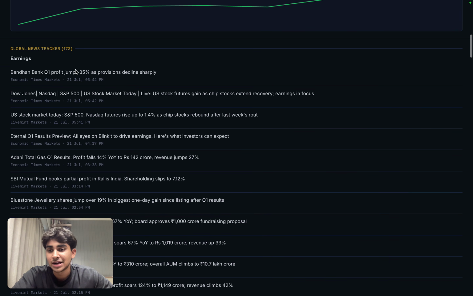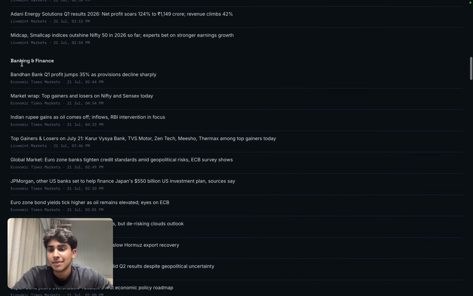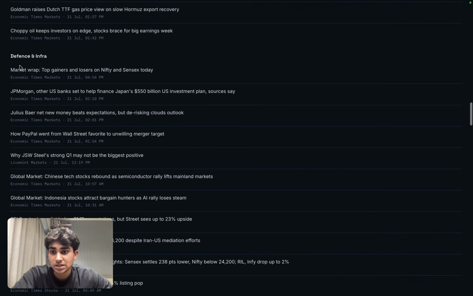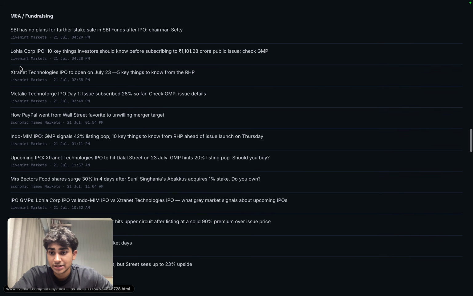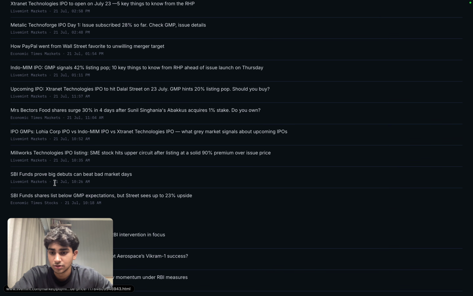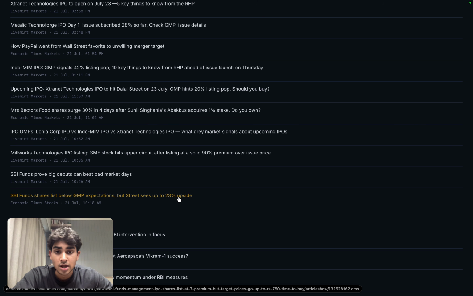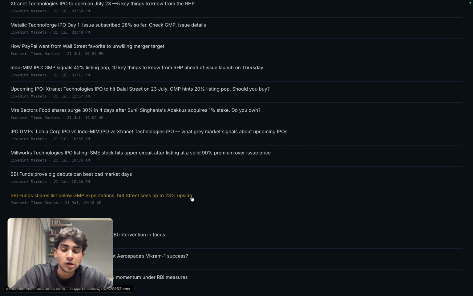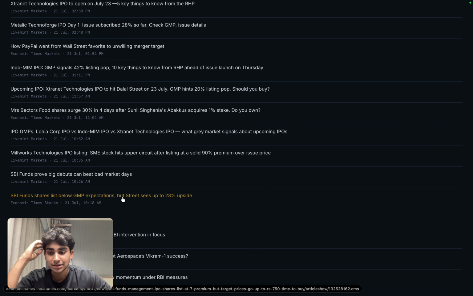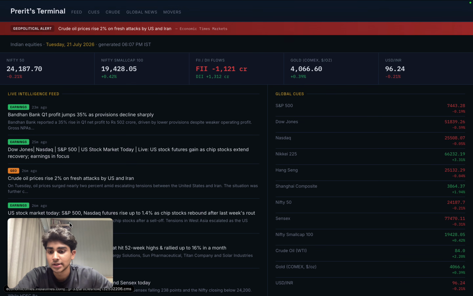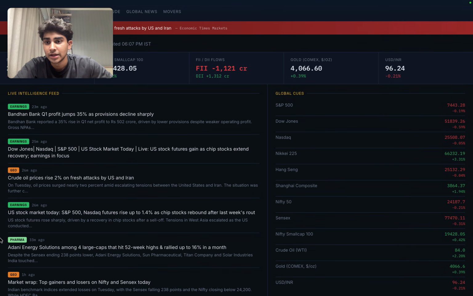So I have my global news tracker, which includes earnings, which includes banking and finance. So if I take you to the M&A space, for example, then you can see that today our SBI Funds IPO has launched. So you can see SBI Funds shares listed below GMP expectations, but the street sees up to 23% of an upside, right? I have got an allotment in SBI Funds. So reading these articles, even though they don't necessarily mean anything, they help me understand what is the general emotion going on in the markets as of right now. So this is something that I have coded using Claude, and this is the first indicator that I use.